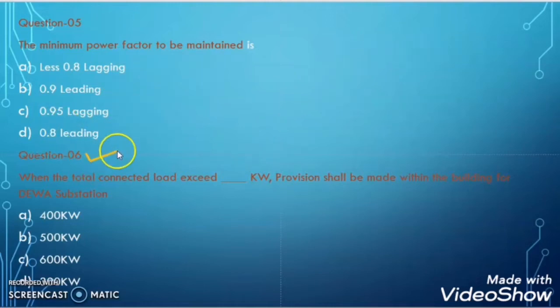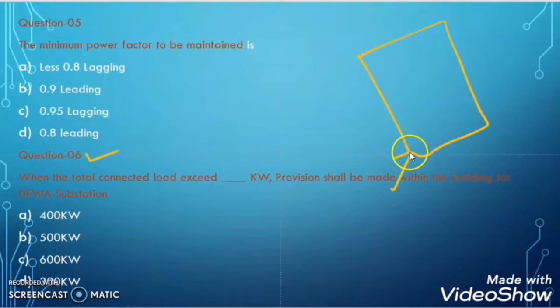Let us move to question 6. When the total connected load exceeds dash kilowatt, provision shall be made within the building for a substation. As per Dewa regulation, after a certain kilowatt of load connected in a building, the Dewa authority requires a substation within the plot limit of that building.